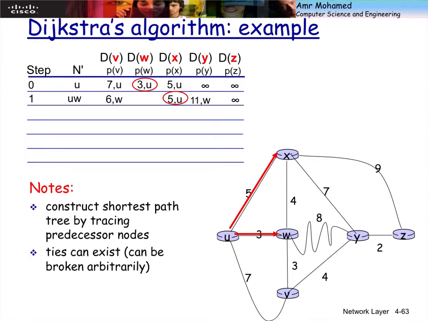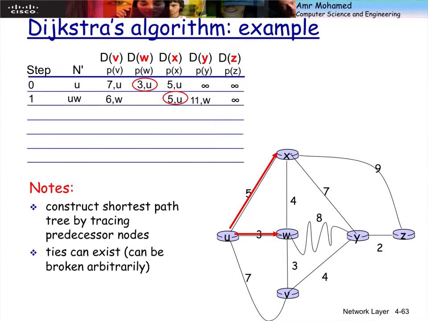Also, once we add a node to N dash, we don't have to do any calculations for this node from now on. Okay? Next, the distance to x. I know that the distance to x from U is 5. And from W, it's 3, of course, plus 4. So, of course, 5 is better. So that's why it's kept as 5, and the predecessor is still U.